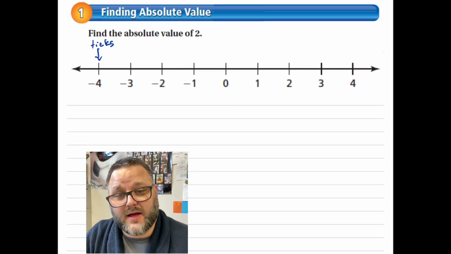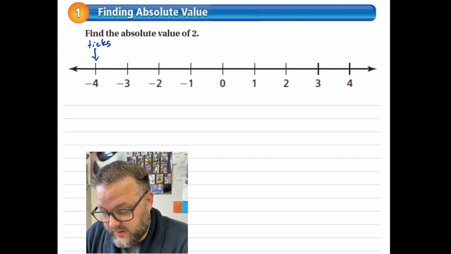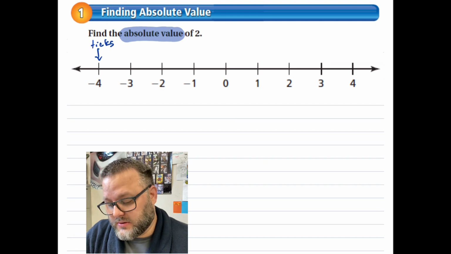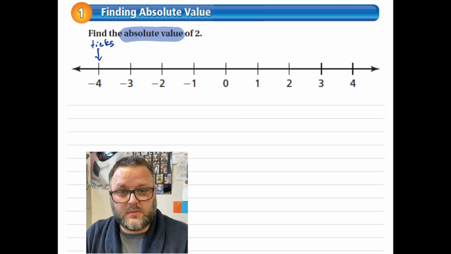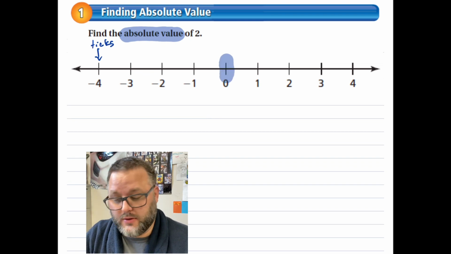We're talking about finding absolute value today. Really, what we're going to look at is what does absolute value mean and how do we find it as a value. So absolute value, if you're talking about an action, means go to zero. And so I'm going to go to zero and I'm going to start here.